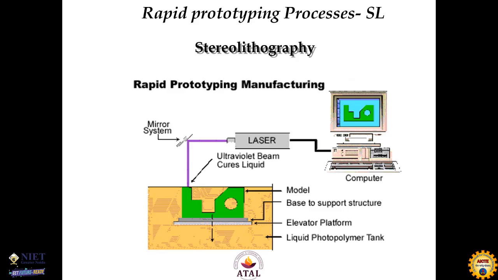Now the next process is stereolithography. This is a well-known process, and we can say this is the first process in the field of additive manufacturing. Stereolithography, known as SLA, basically stereolithography apparatus. The first machine was produced in 1987. So what is this stereolithography process?